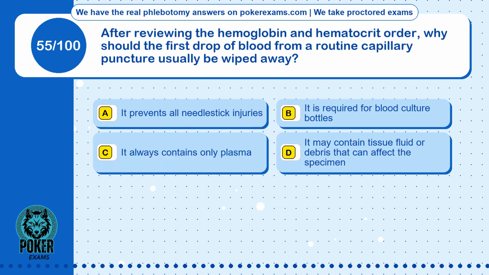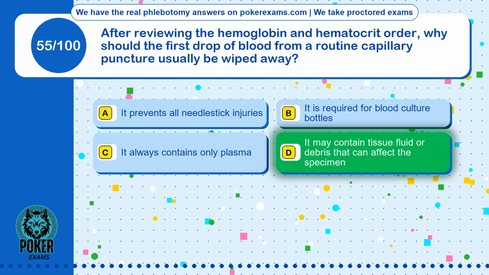Question 55. After reviewing the hemoglobin and hematocrit order, why should the first drop of blood from a routine capillary puncture usually be wiped away? Option A. It prevents all needle stick injuries. Option B. It is required for blood culture bottles. Option C. It always contains only plasma. Option D. It may contain tissue fluid or debris that can affect the specimen.